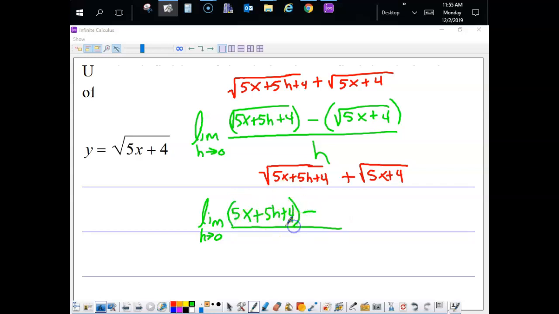Minus, I would put those in parentheses if I were you. And then square root of 5x plus 4 times square root of 5x plus 4 is just 5x plus 4. And then, of course, on the bottom we have the following.